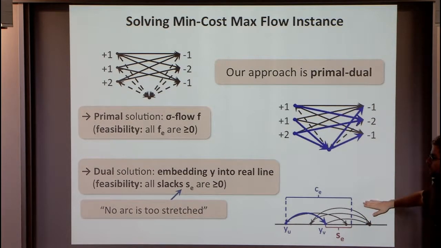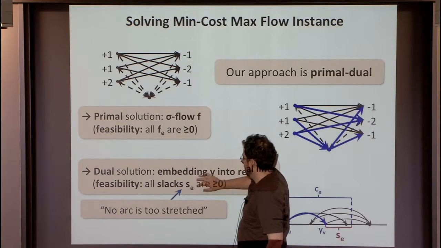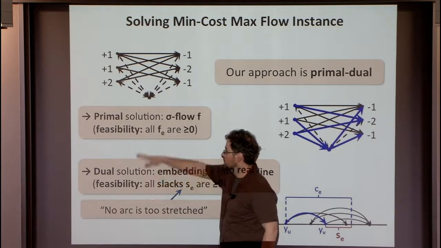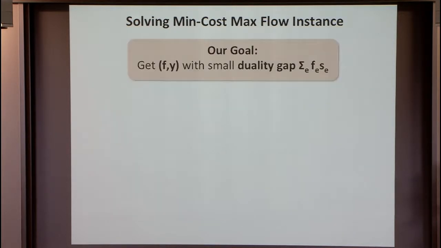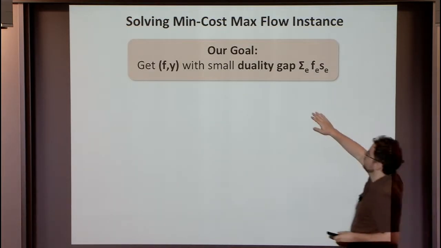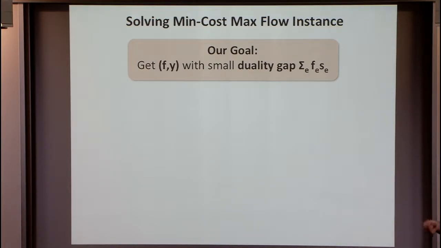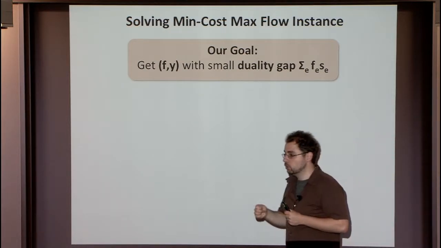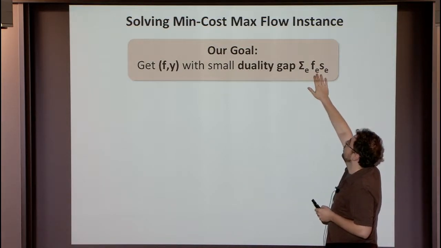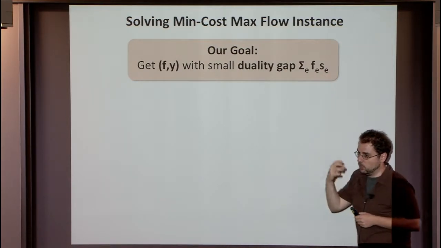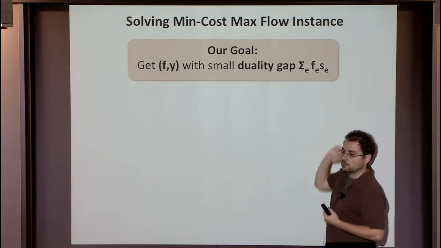This is the dual feasibility condition, and we will always maintain a sigma flow F and an embedding Y that preserve these feasibility conditions. Then what we want is to minimize the duality gap. When you compute the difference between the upper bound on the objective given by the primal solution and the lower bound given by the dual solution, it conveniently ends up being just this expression: the sum over all edges of the flow on the edge times its slack. So again, you have a nice separable formula, where each edge contributes to the duality gap the product Fe times Se.